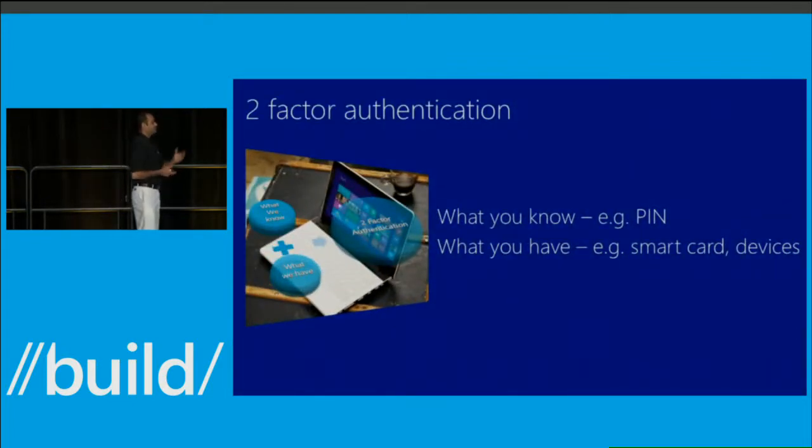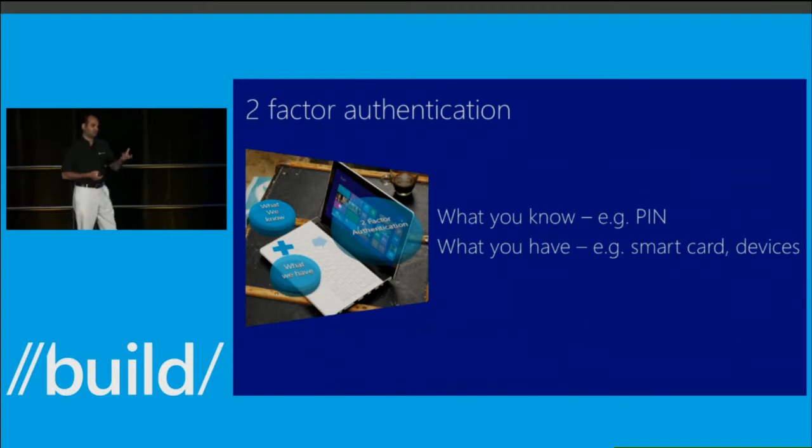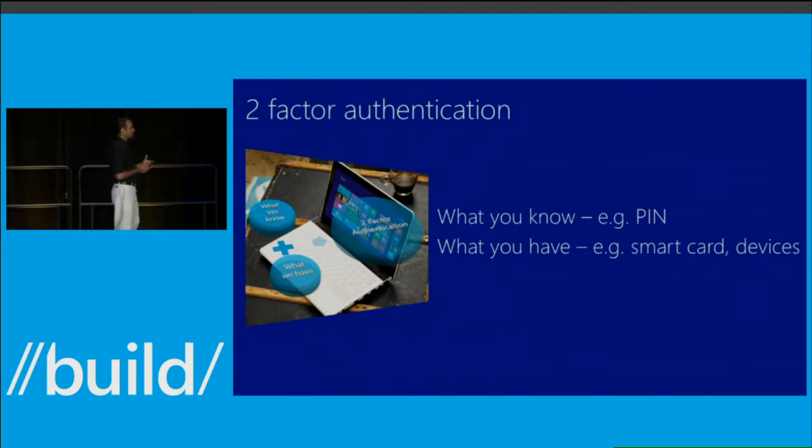So what is two-factor auth? It's typically two factors: something you have, like a smart card or an OTP device, and something you know, like a PIN. You need two-factor auth because sometimes a password's not good enough.